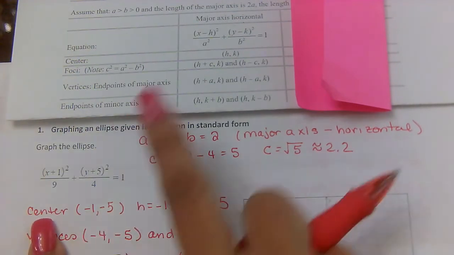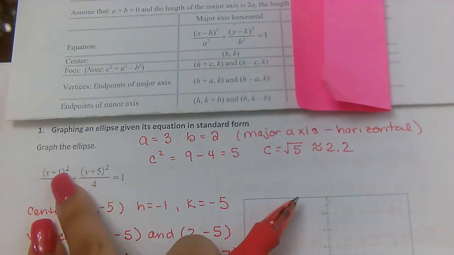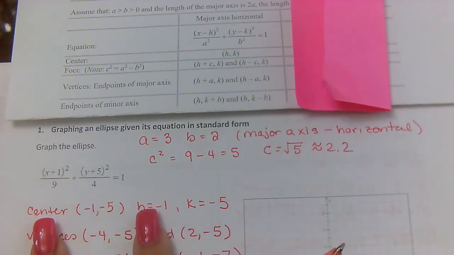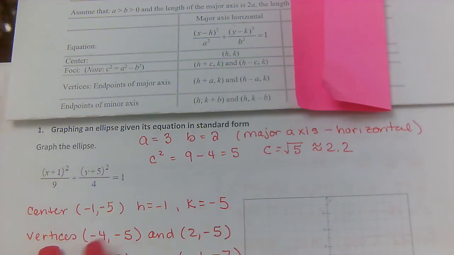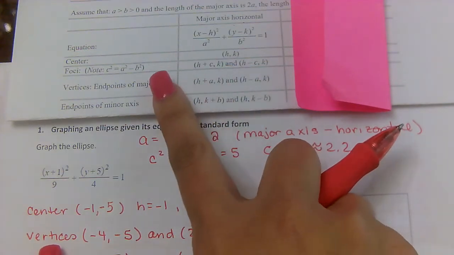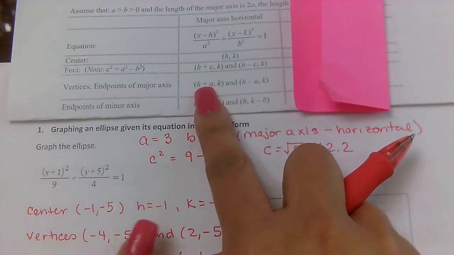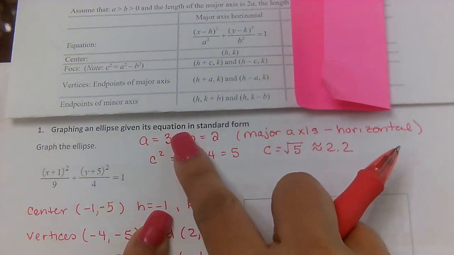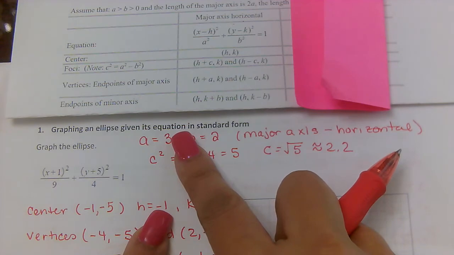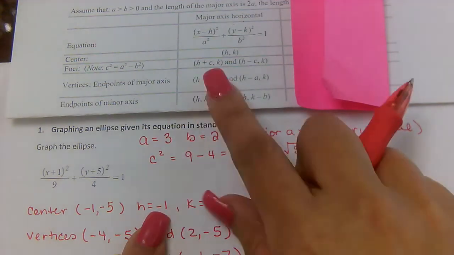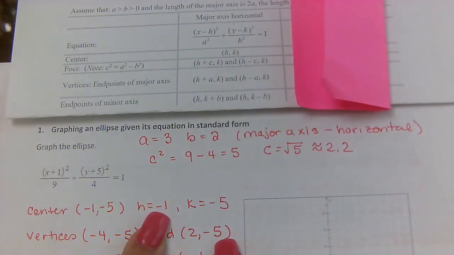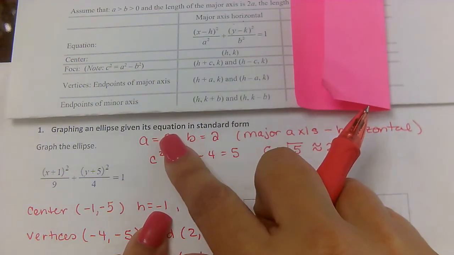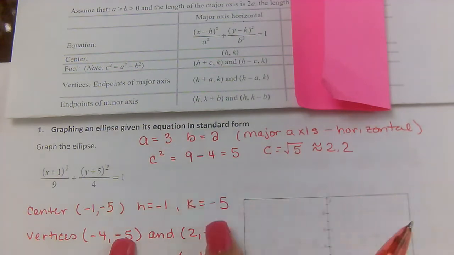First, I'm going to find the center. Center is going to be h, which is going to be negative 1, k, which will be negative 5. So h is negative 1, k is negative 5. For my vertices, I'm going to be using this equation here, h, which is negative 1 plus a. So negative 1 plus 3 gets me a 2, and then the k is negative 5. I also have h minus a, so negative 1 minus 3 is negative 4, negative 5.